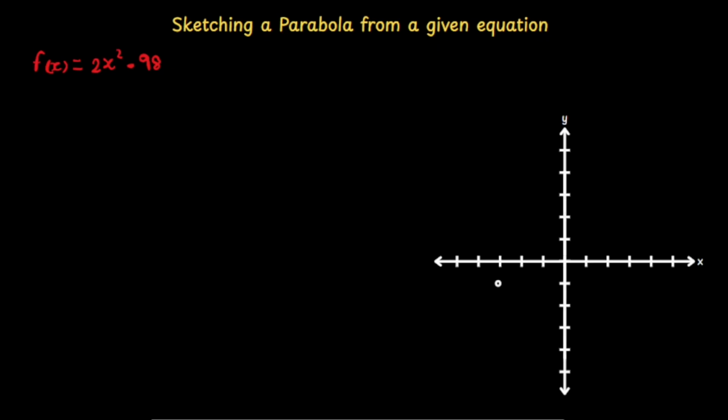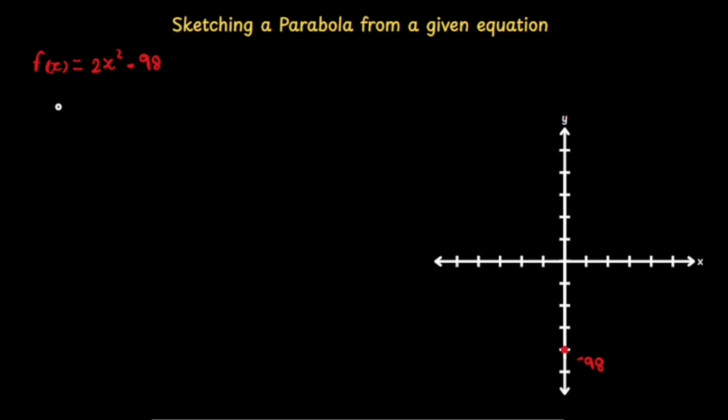So let me first plot down the information that I know. I know that its y-intercept is at negative 98. So I'm going to make a point on the y-axis, and I'm going to label it negative 98. Okay, that's done. Now I'm going to work on finding the x-intercepts of this parabola. You can refer to the previous video where I explained how to obtain the x-intercepts of a parabola. I'm simply going to solve this.